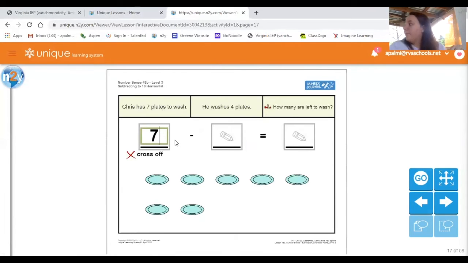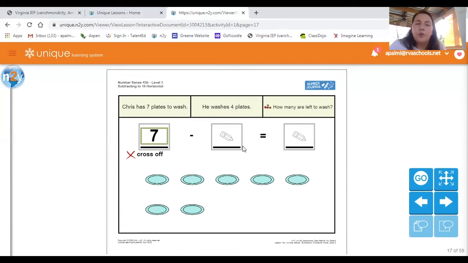So are we ready? 1, 2, 3, 4, 5, 6, and 7. Okay, here are my 7 blocks for Chris's plate. I hope you counted something at home. And next it says he washes 4 plates. So what number did you hear in that sentence?